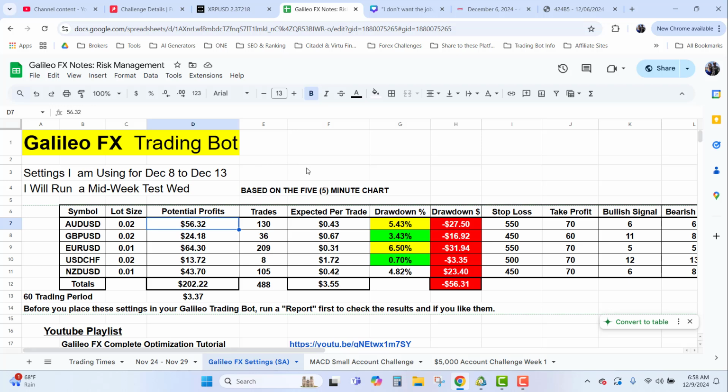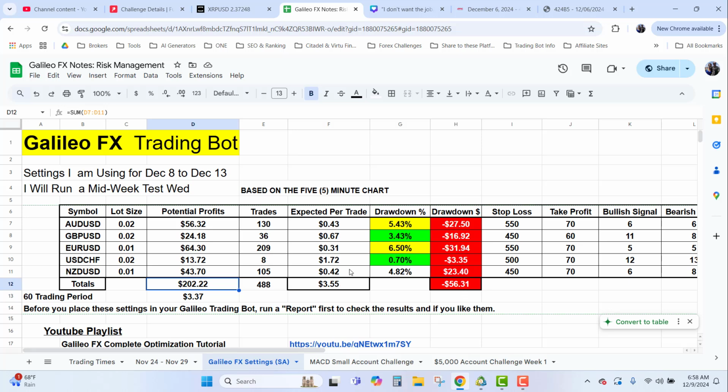You need to understand that you can possibly make $202.22 over the course of the next 60 days using Galileo, or you use a higher lot size to pick this number up. But if this number gets picked up, so does your drawdown, and when your drawdown supersedes your free margin, you get margin called, and eventually it will blow your account up.